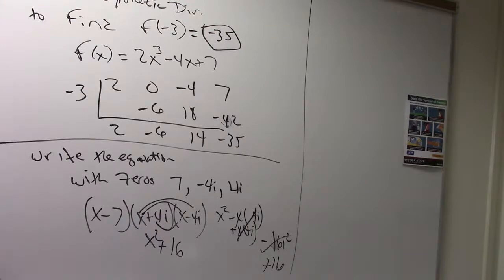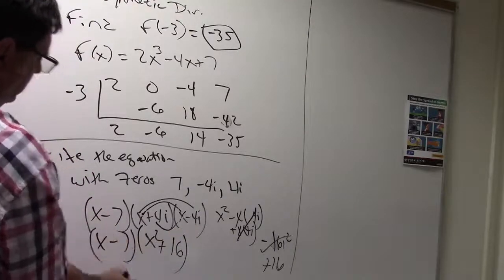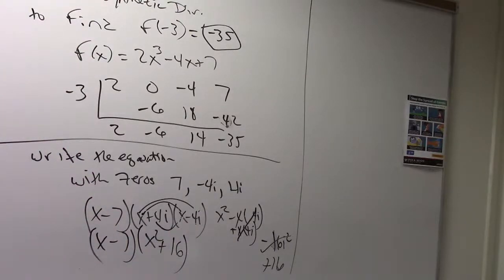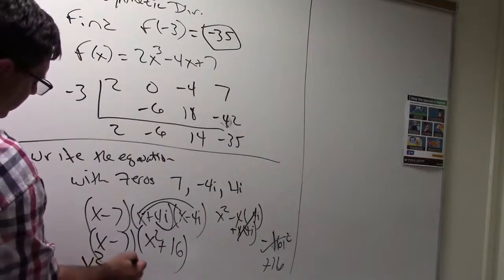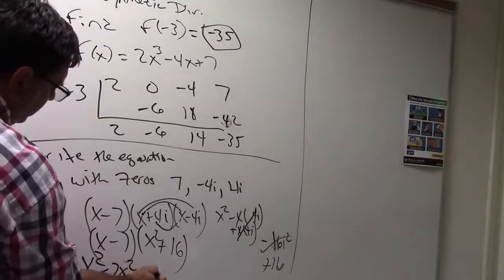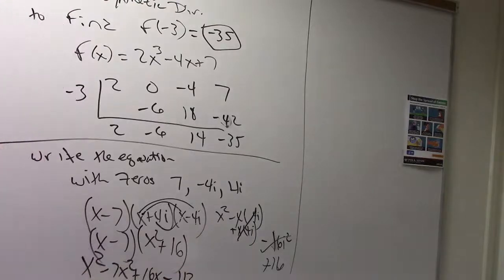All right. Then you got x minus 7 times that. Distribute, yeah? X cubed minus 7x squared plus 16x minus 112? Just kidding?